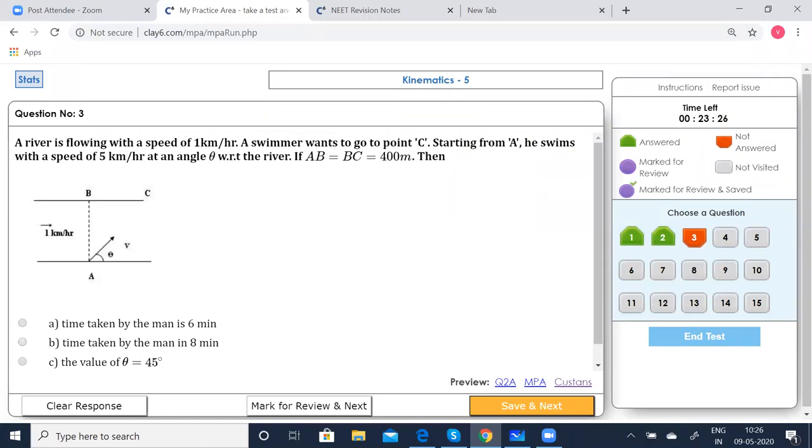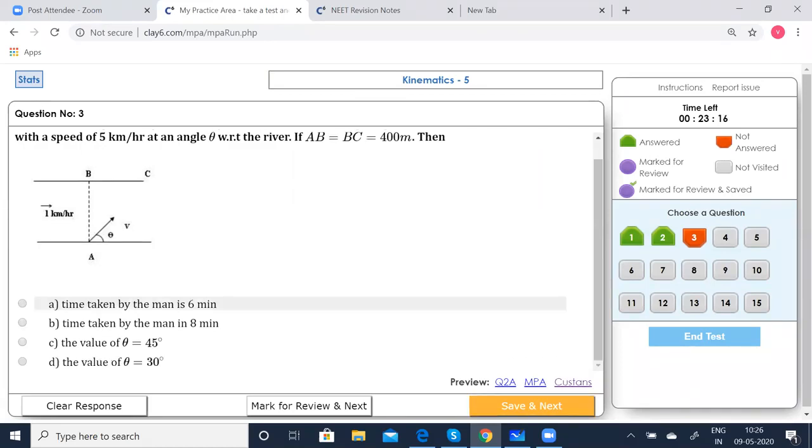And they have also given that AB is equal to BC is equal to 400. So what can be the correct option? Time taken by the man is 6. Which is going to be the correct option? Let us now quickly solve that.